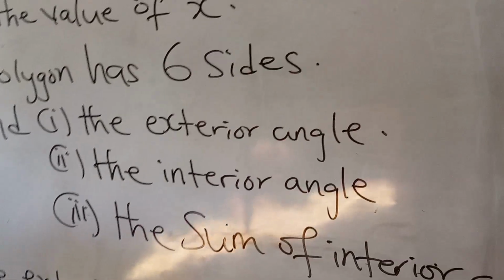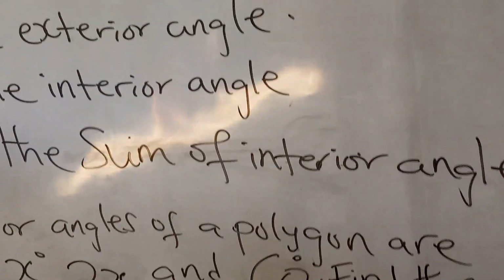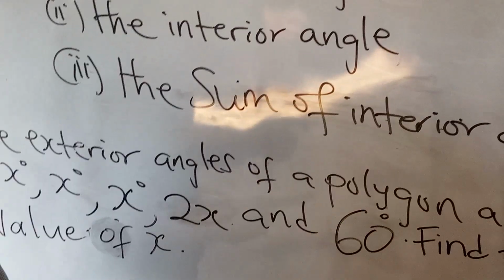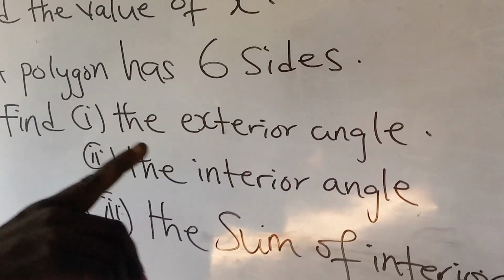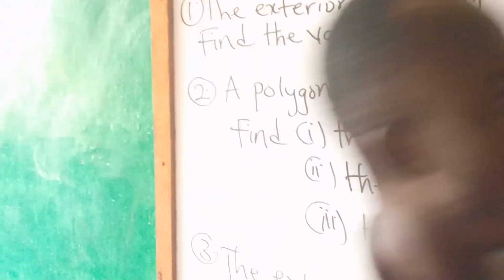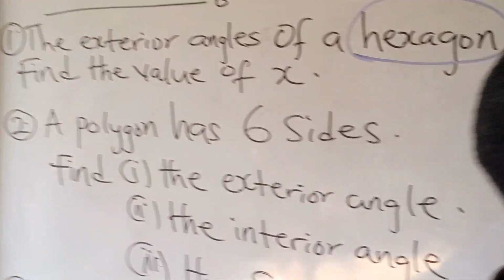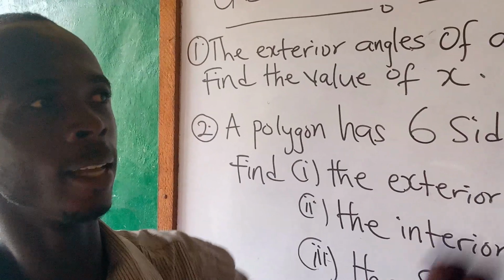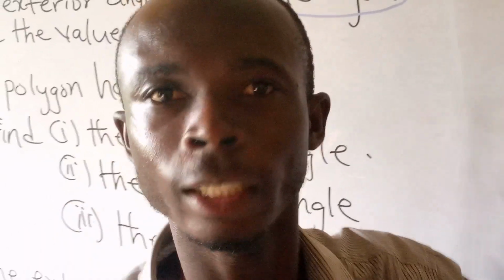So for here, I will let you take note of something. Always note that the sum of interior angle and adjacent exterior angle sums up to 180 degrees. I'm saying it again. The sum of interior angle and adjacent exterior angle sums up to 180 degrees.